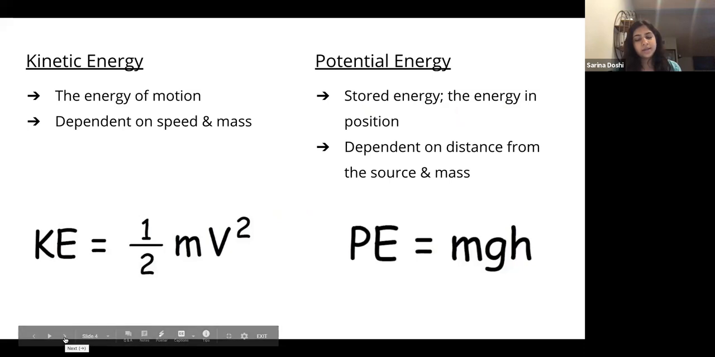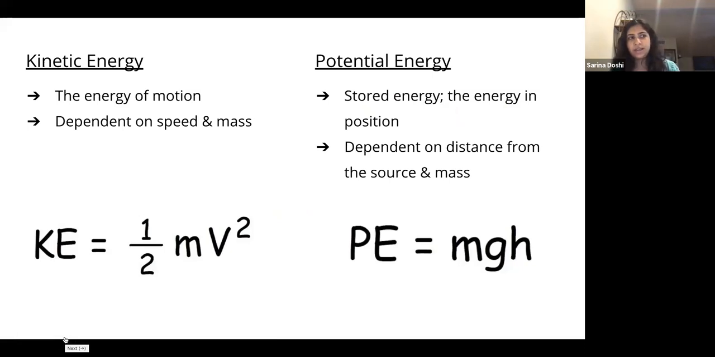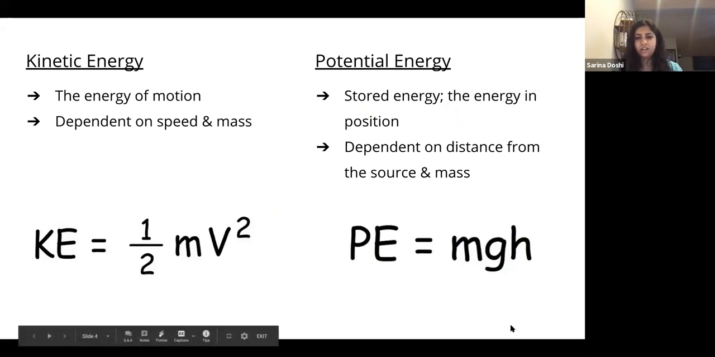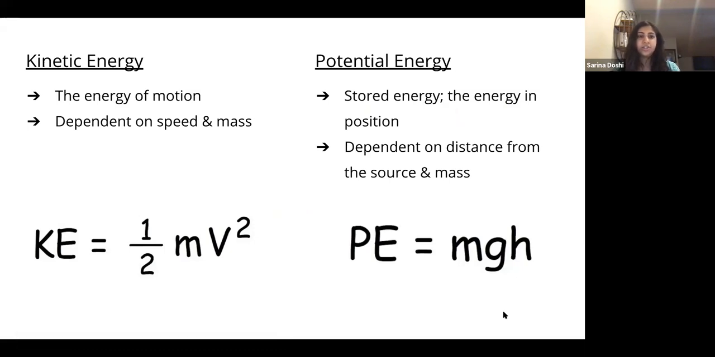So there are two main types of energies that you will learn in a basic physics class. You'll learn it in chemistry. You might not go into too much detail in biology, but these are the ones that would show up. So you have kinetic energy and potential energy. Kinetic energy is the energy of motion, and it is dependent on the speed and the mass of an object.